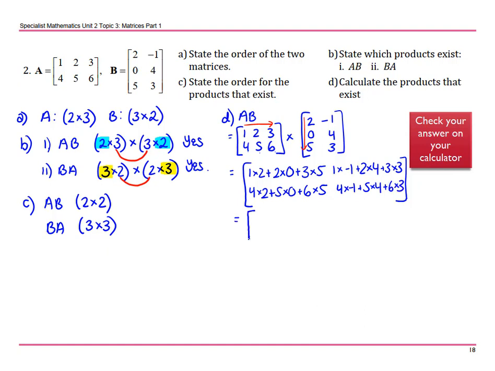Evaluate that. So you've got 2 plus 15 is 17. Negative 1 plus 8 is 7. 7 plus 9 is 16. 8 plus 30 is 38. Negative 4 plus 20 is 16. 16 plus 18 is 34.